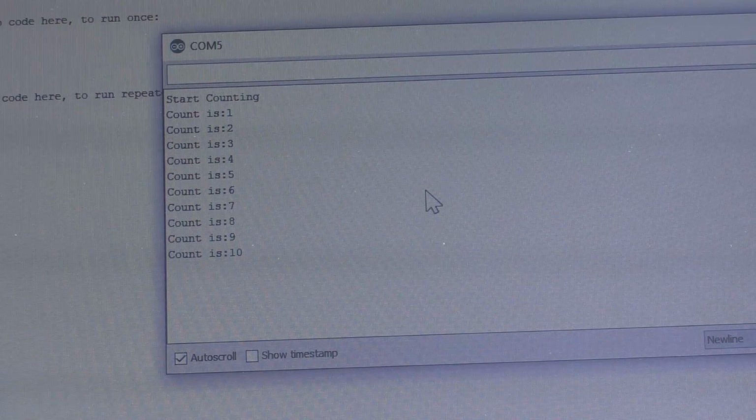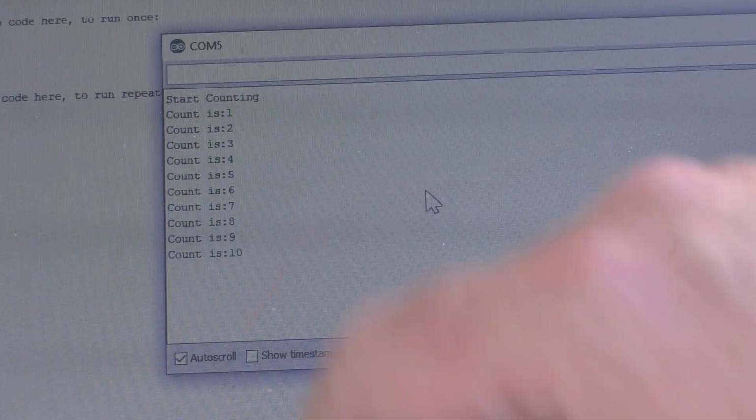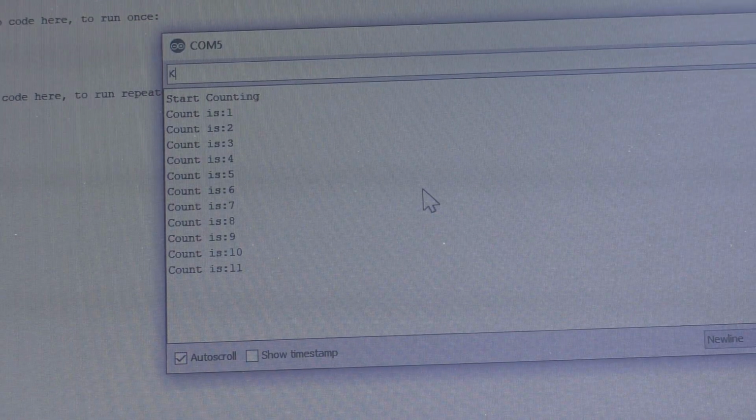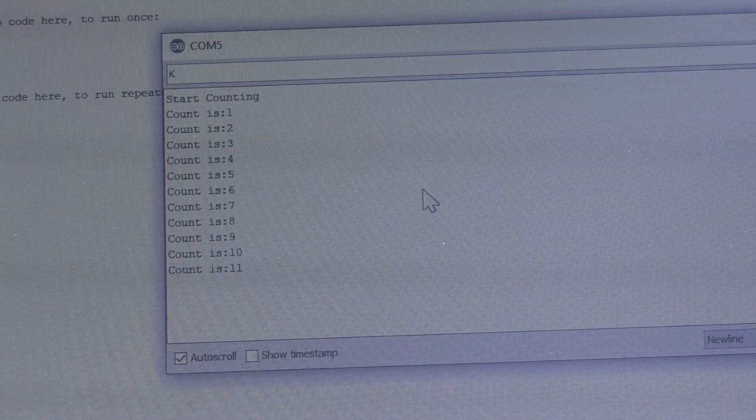Alright, so what you can see is every pulse that is counted so far. So what I'm going to do is I'm going to reset it, then get it to start again, and then time it for 30 minutes and see what we get.